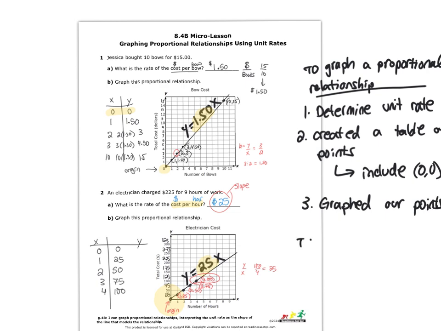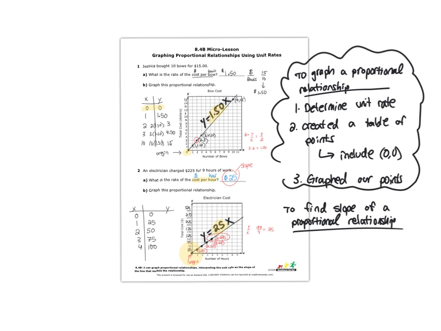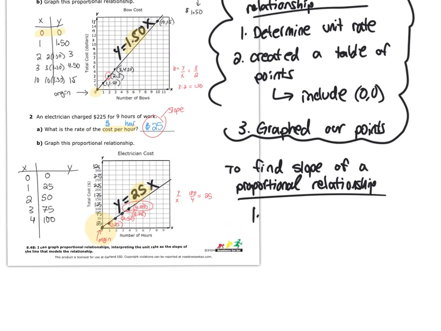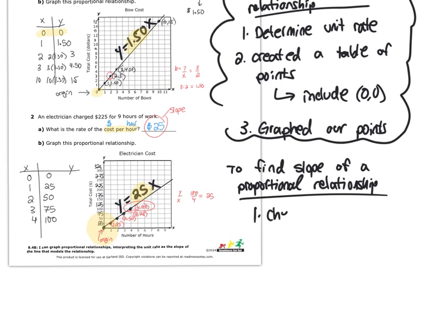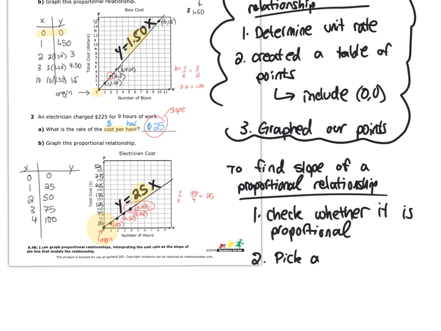Now let's talk about how to find the slope from a graph. So if I have the graph and I want to find the slope, if I know my relationship is proportional, then I can just divide y by x. But first I want you to do something. Check whether it is proportional. If it's proportional, it goes through the origin, right? And if it does, then we can just divide y by x. So then we would pick a point and then divide y by x.